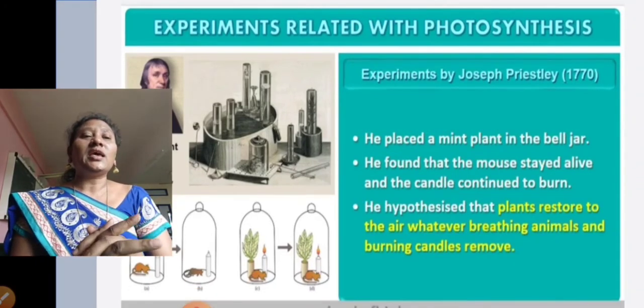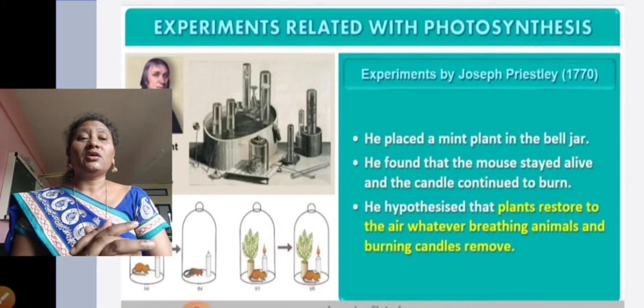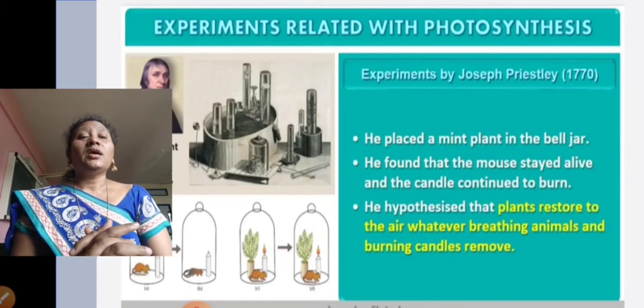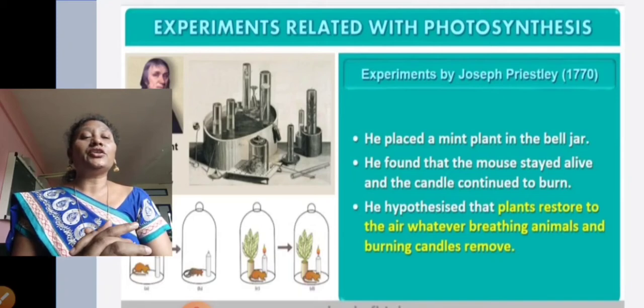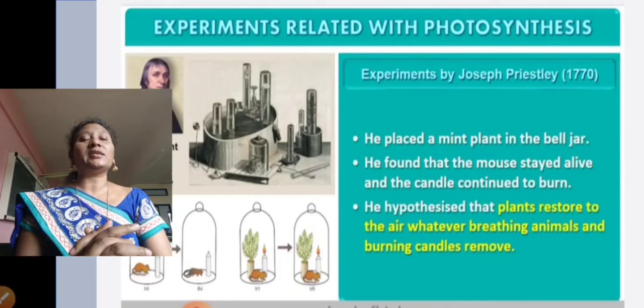Next one is the experiment by Joseph Priestley. He said that oxygen is needed for life, not for photosynthesis. Oxygen is needed for life. He placed a mint plant in a bell jar. You can see the bell jar and mint plant. He found that the mouse stayed alive and the candle continued to burn. He hypothesized that plants restore to the air whatever breathing animals and burning candles remove.